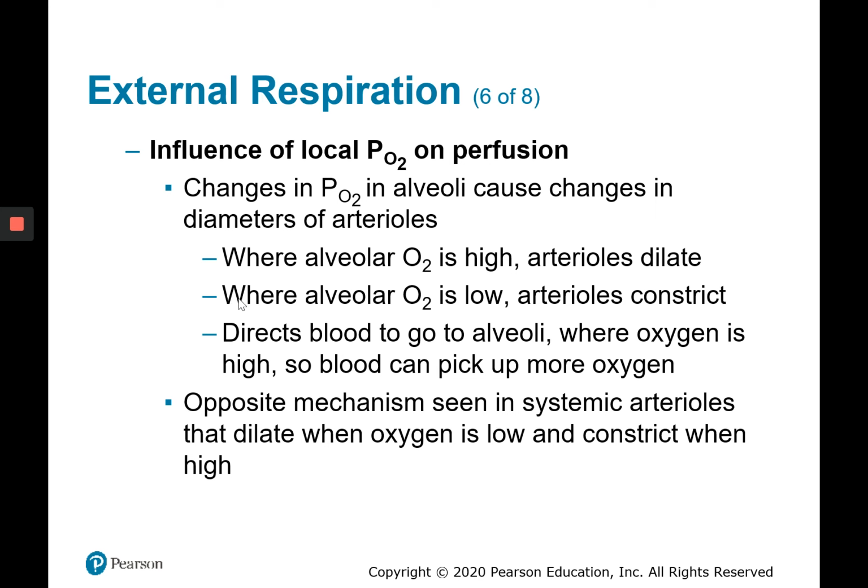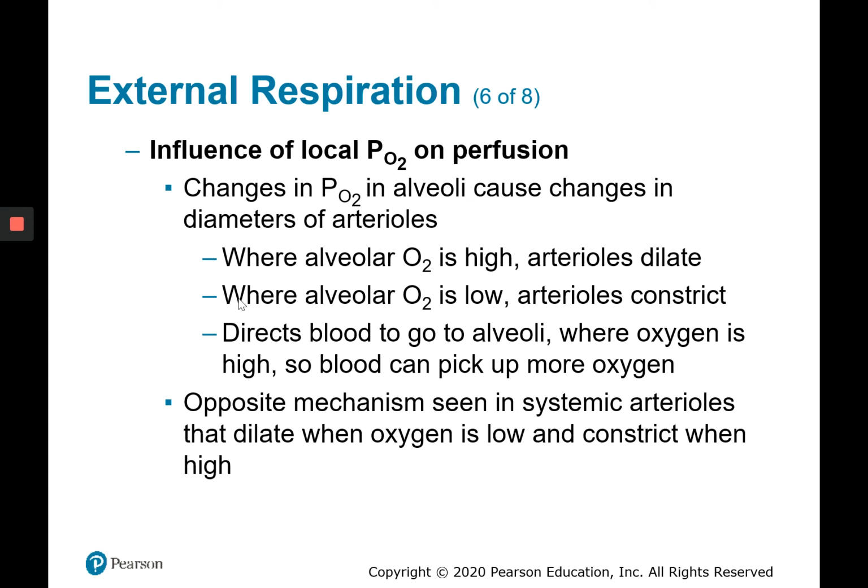If the partial pressure of oxygen in an alveolus is low, that's going to cause the arterioles that go to that alveolus to constrict. And if they constrict, we're going to route that blood flow to another location that hopefully has high oxygen levels, unlike this alveolus that has low partial pressure of oxygen. So what we're doing is directing blood flow by constricting or dilating arterioles.